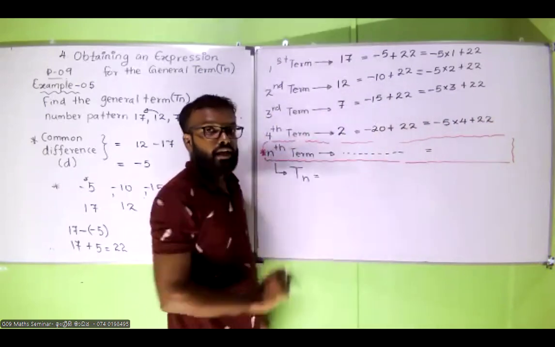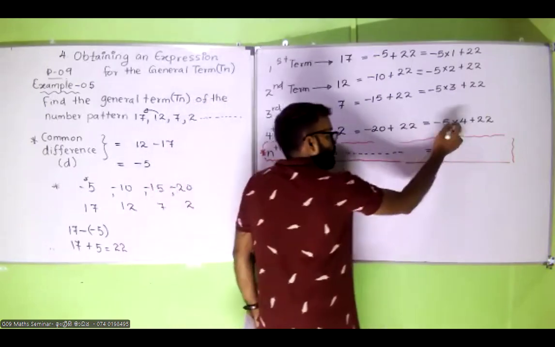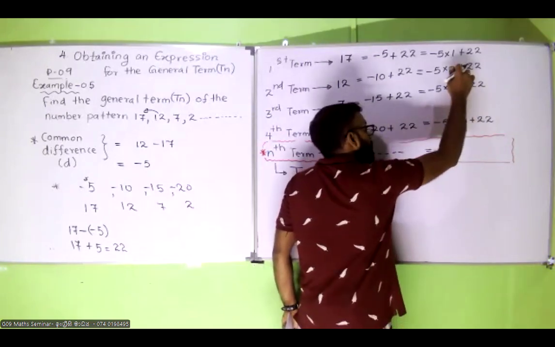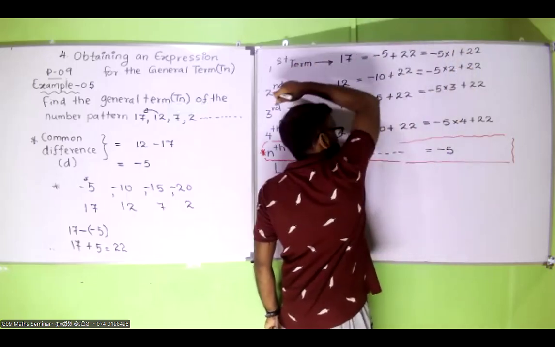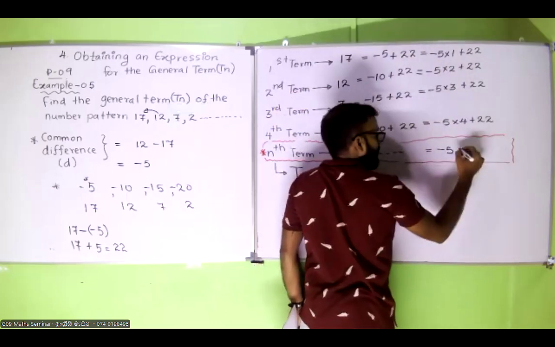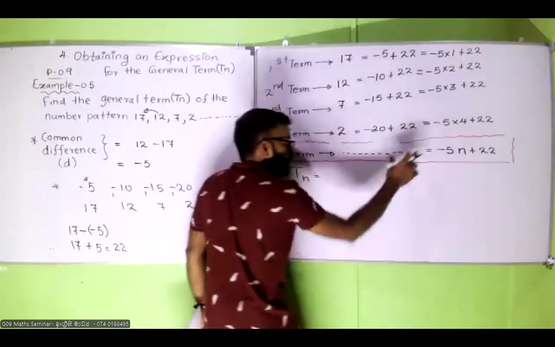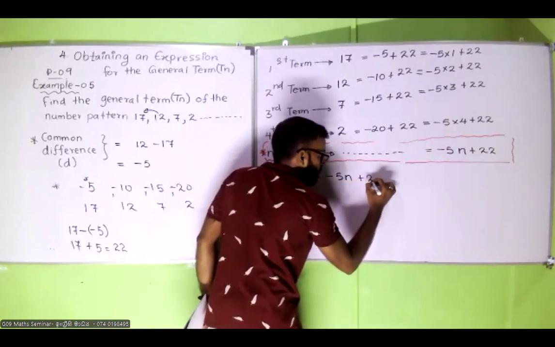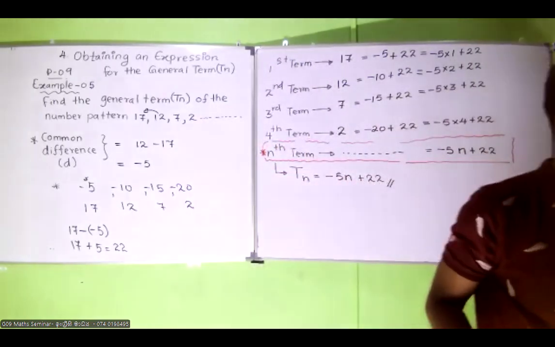So by looking at that, you can directly write down the nth term. Very important. Here you have negative 5, and here you have 4, 3, 2, 1. First term, 1. Second term, 2. Third term, 3. Fourth term, 4. Nth term, n plus 22. So your Tn is negative 5n plus 22. This is it. You know how to do that now.